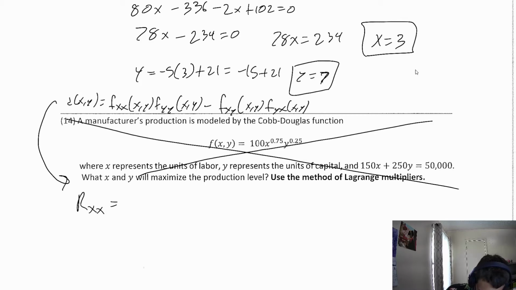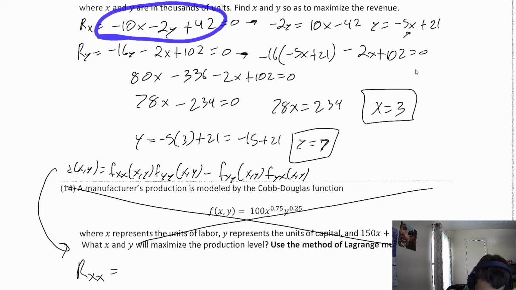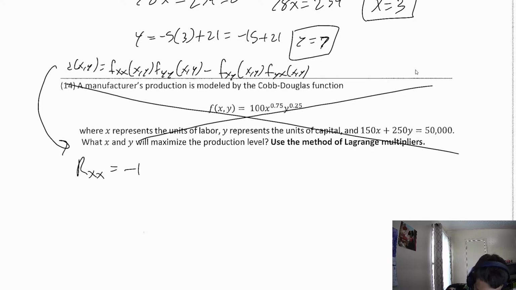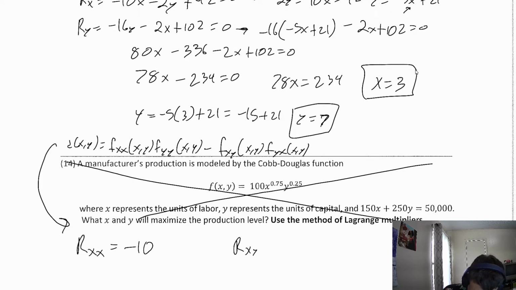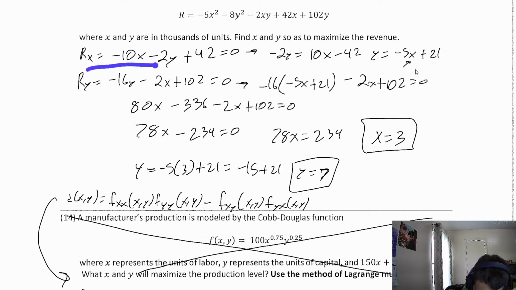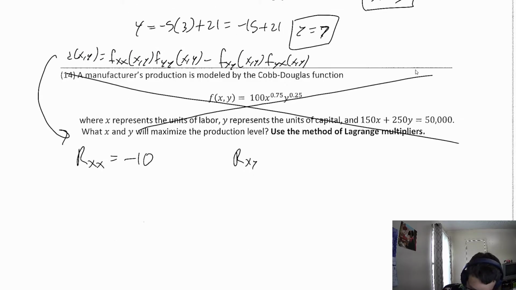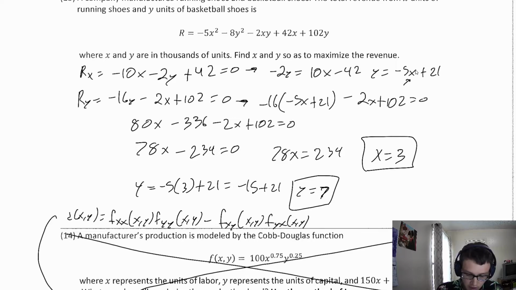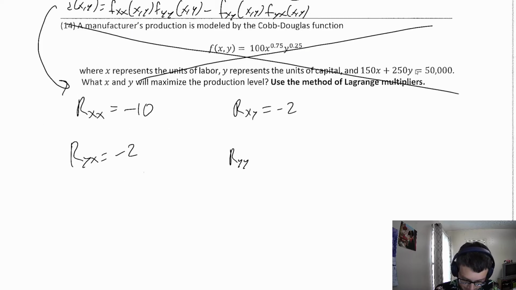So our second partials, Rxx, that's the derivative of this thing with respect to x, is minus 10. Rxy, that's the partial derivative of R sub x with respect to y, gives us minus 2. Ryx, we don't even have to actually calculate it. We already know this. So if Rxy equals minus 2, then Ryx equals minus 2. The order of differentiation doesn't matter. And lastly, Ryy, that's the derivative of this thing with respect to y. That's going to give us minus 16.